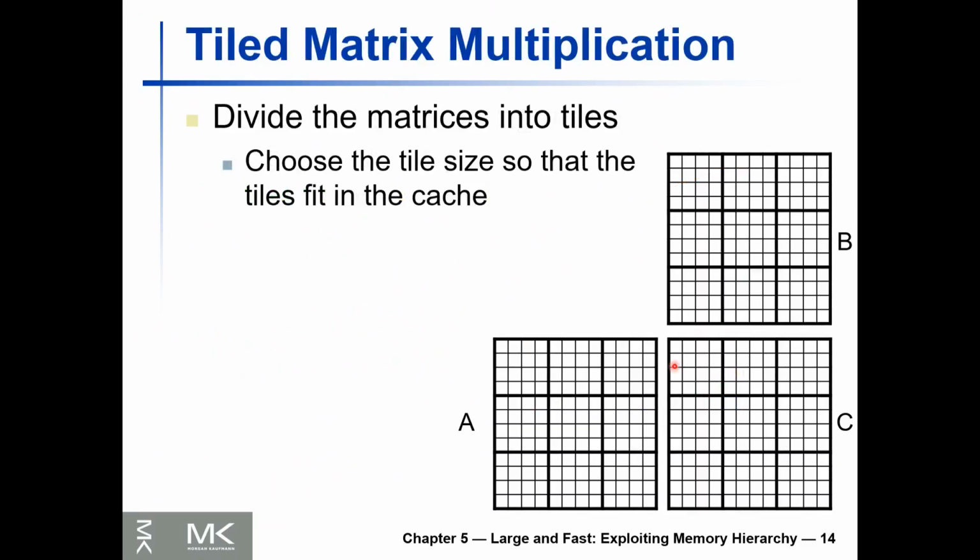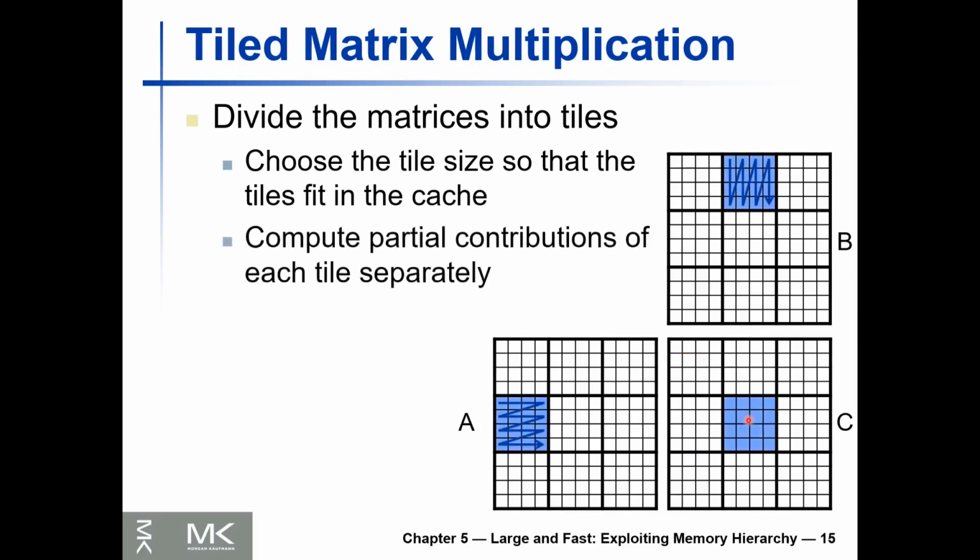Here, our output matrix, we divide that into tiles. Our input matrices, we divide them into tiles. We choose the sizes of these tiles in a way that the tiles fit into the cache. Then, when we want to compute this output tile, we start by taking one tile of the input, one tile of the other input, and multiplying those together to calculate the partial sums or partial values of the tile of the output.